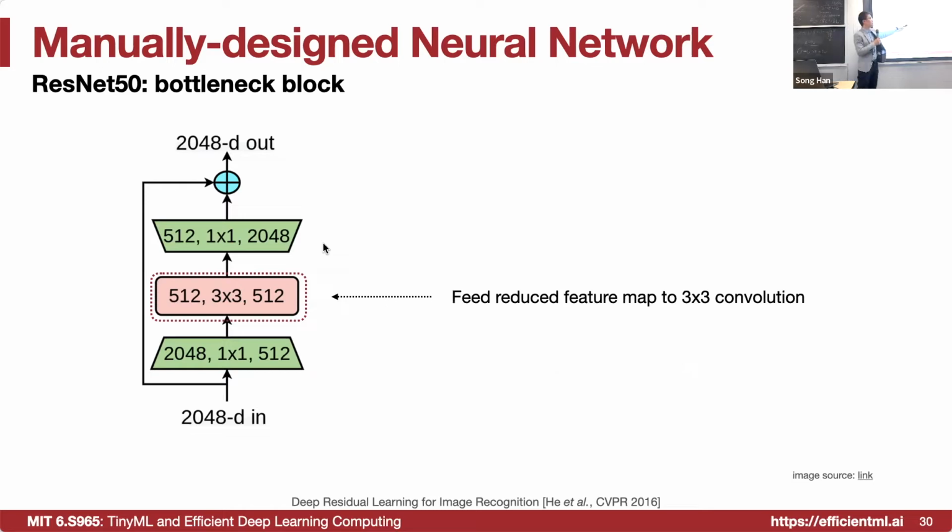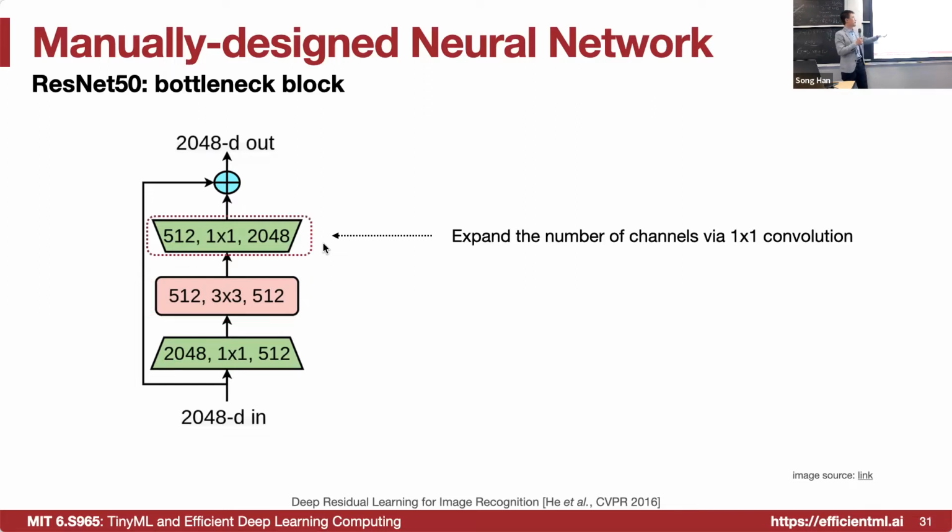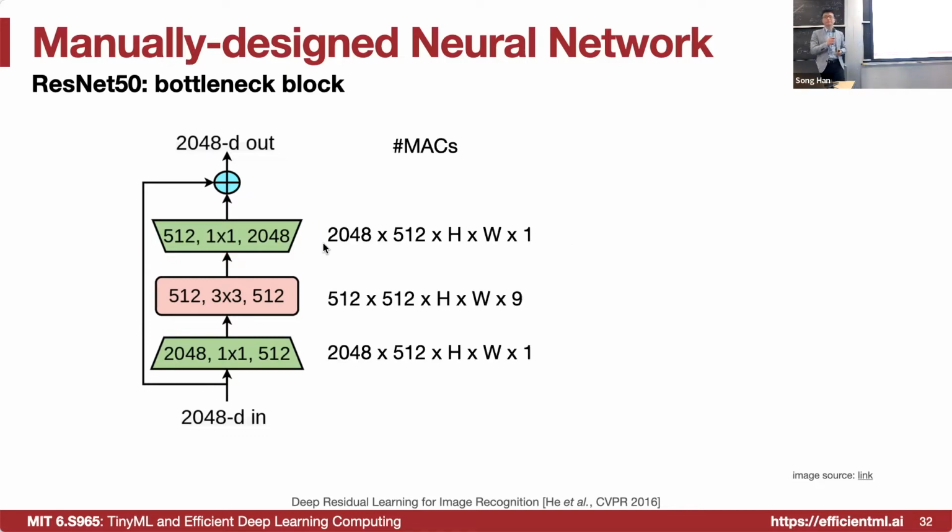And we reduce the feature map to fewer channels, from 2K to 512, for the 3x3 convolution, and then expand the number of channels in the 1x1 convolution. So how many flops do we have? In this first 1x1 convolution, this is the amount of computation: input channel, output channel, HW, kernel is 1x1. And for this layer, since we have fewer channels, this is the computation. Adding them up together, that's 512 by 512 by HW by 17.